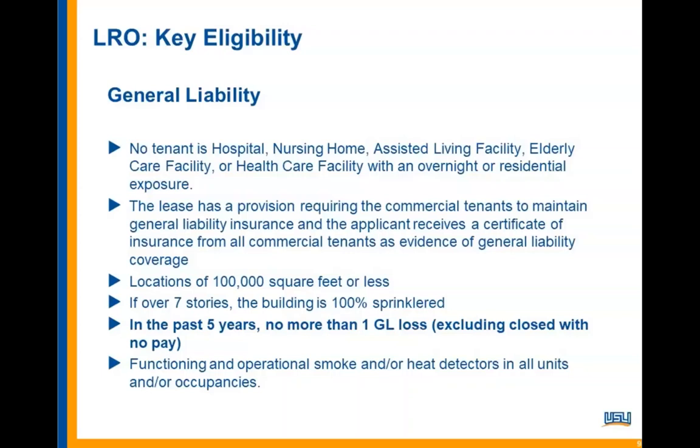And if the building's over 7 stories, we do require the building to be 100% sprinklered. And within the last 5 years, no more than 1 general liability loss. And this is going to be the same guideline from a liability and a property standpoint. We do require that all units have smoke and or heat detectors in them.